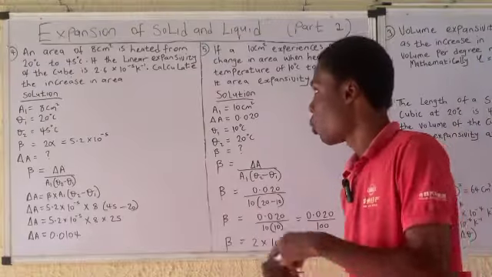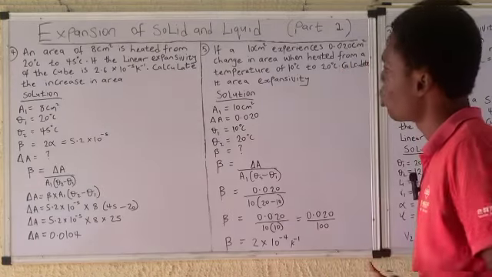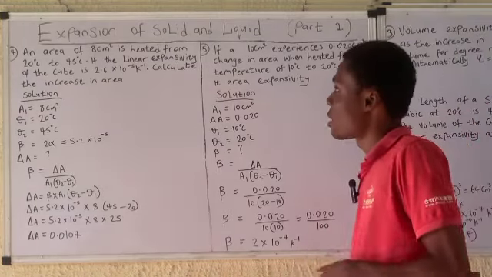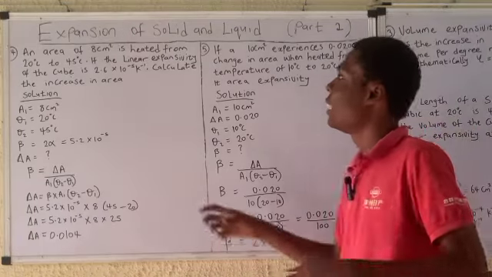Now let's move to number 4 question. An area of 8 centimeters square is heated from 20 degrees Celsius to 45 degrees Celsius. If the linear expansivity of the cube is 2.6 times 10 raised to power minus 5, calculate the increase in area.